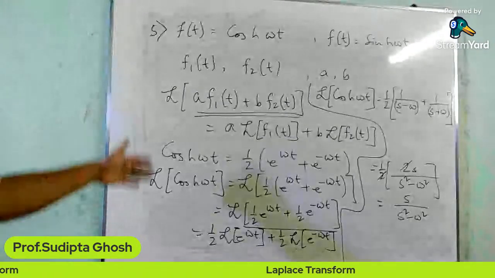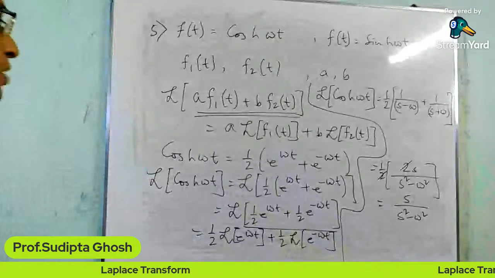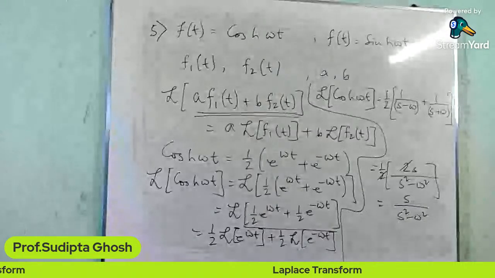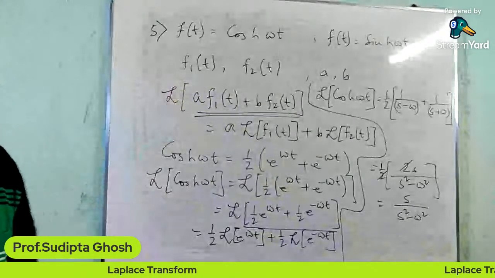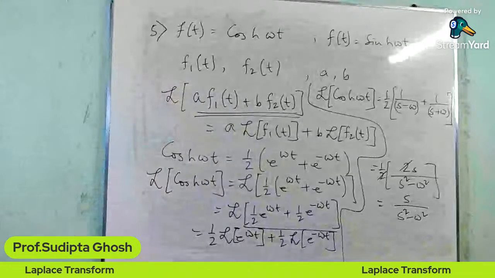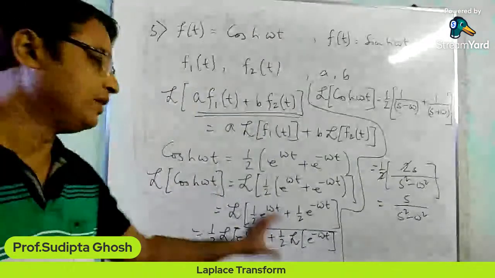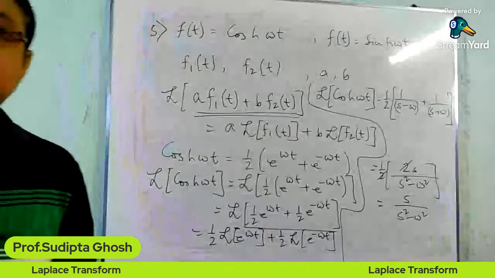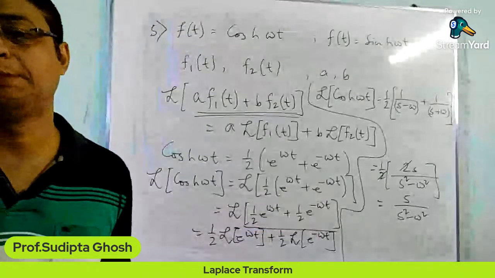To derive this Laplace transform of cos hyperbolic omega t, we have used the expansion of cos hyperbolic omega t, and then applied the property of Laplace transformation of a combination of two functions. Just now we put in their Laplace transformation values, and simply we obtained the value.